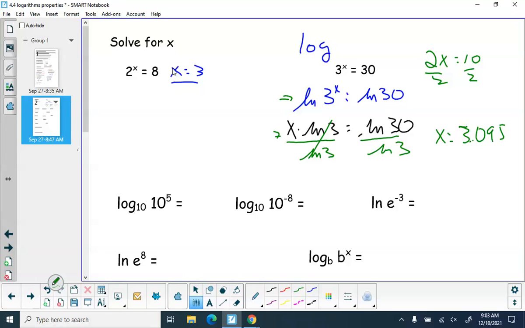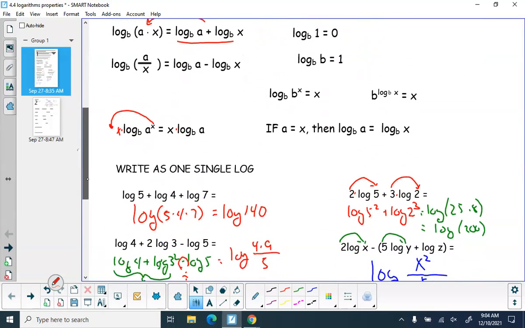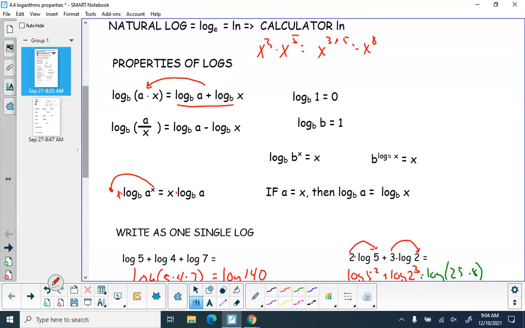And when dealing with this idea here, I have the ln's of 2 things being divided. Do not confuse that with this over here. This is the logarithm of 2 values being divided. This is not 2 separate logarithms. This does not equal the log of a divided by the log of x. It does not equal that.